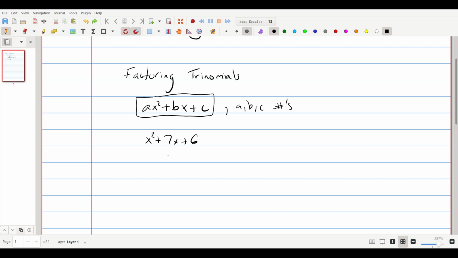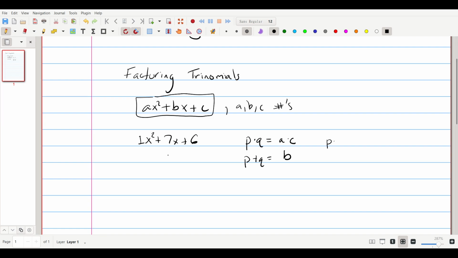So there's this method, sometimes referred to as the AC method. If you notice here, the numbers in front of these terms are actually a, b, and c. So for the first term here, we don't see anything, but when we don't see anything, multiplicatively, we mean 1, right? So what we're looking for is two numbers, p and q, where p times q is equal to a times c, and p plus q is equal to b. So what do we mean? We just need two numbers that multiply to 1 times 6 and add to 7.